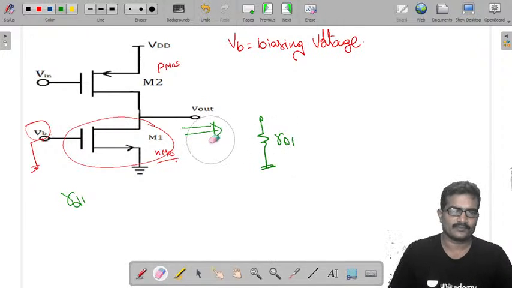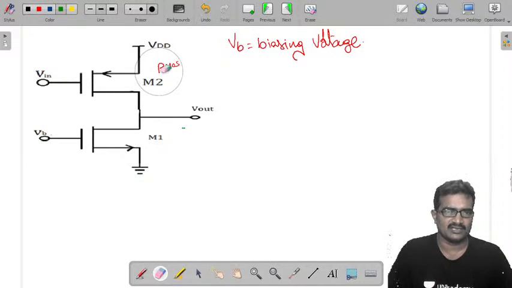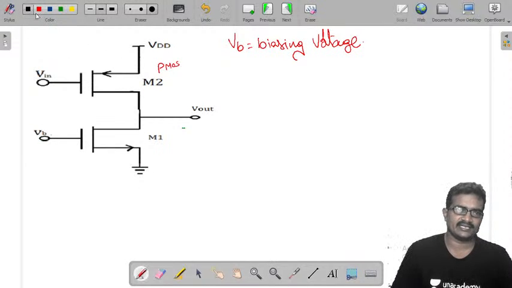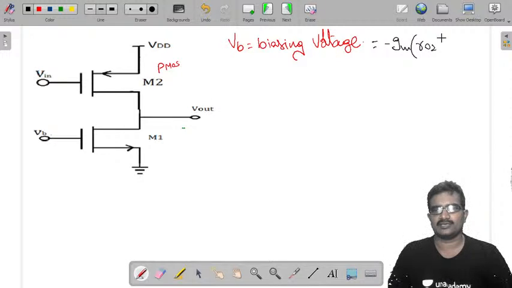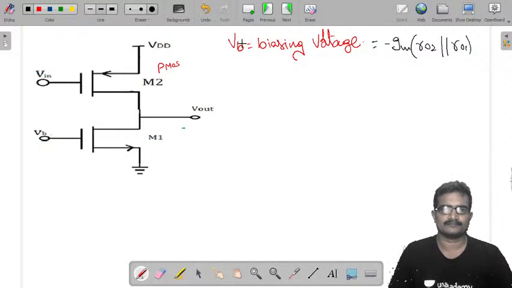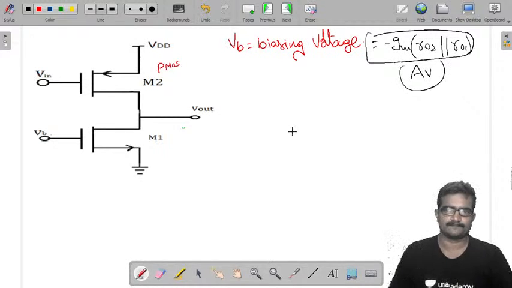Okay, now otherwise do one thing: just replace every device by its small signal equivalent, then we get the detailed information. So directly also you can write it is a common source, minus Gm into R02 parallel with R01. This is the voltage gain, the required voltage gain. This is your voltage gain of the circuit.